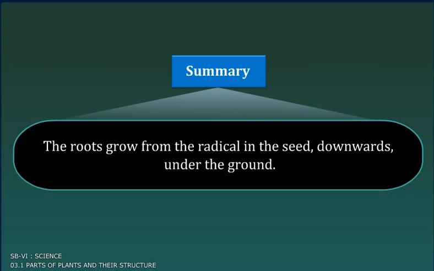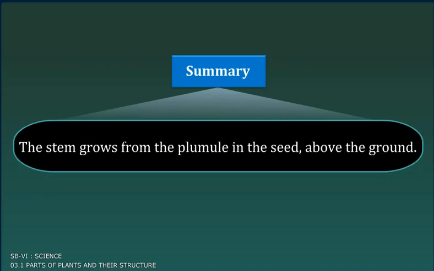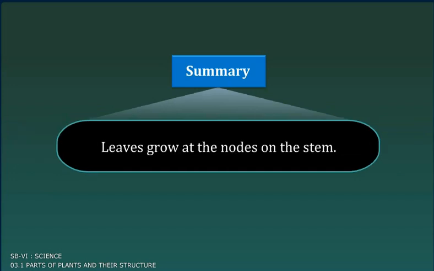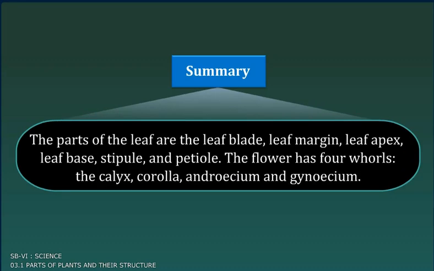Summary. The roots grow from the radicle in the seed, downwards under the ground. The stem grows from the plumule in the seed above the ground. Leaves grow at the nodes on the stem. The parts of the leaf are the leaf blade, leaf margin, leaf apex, leaf base, stipule, and petiole.